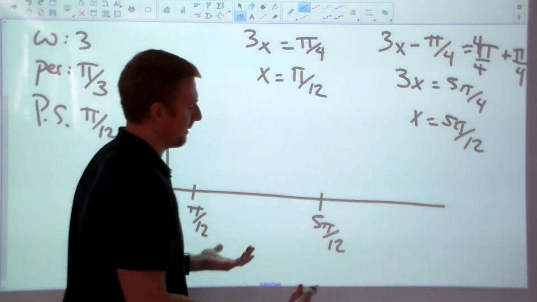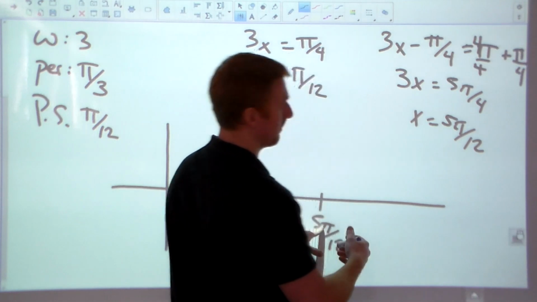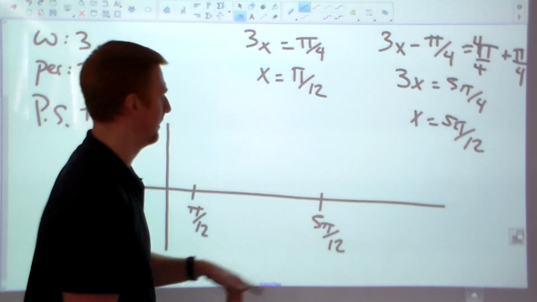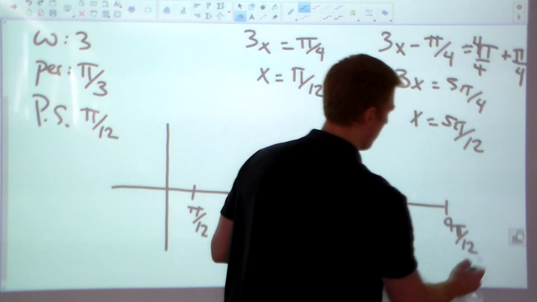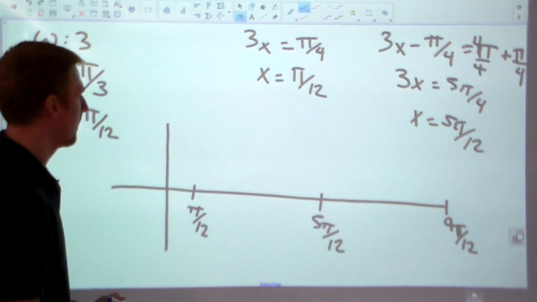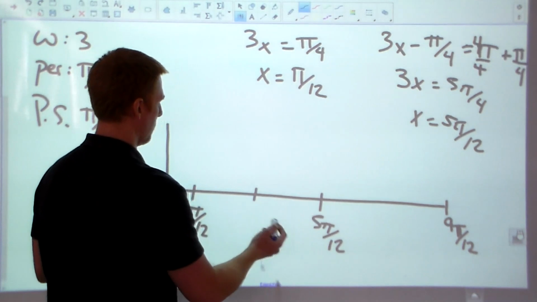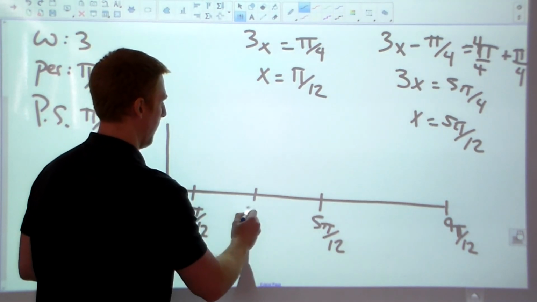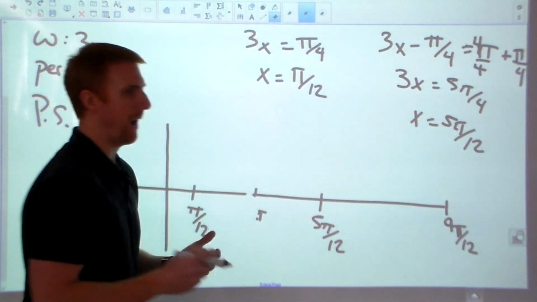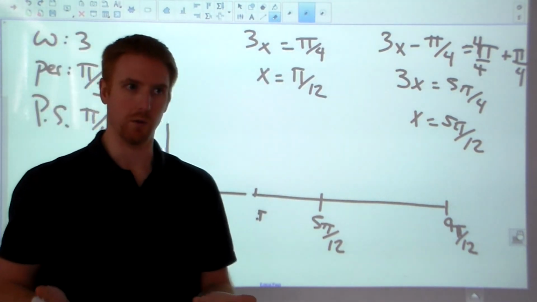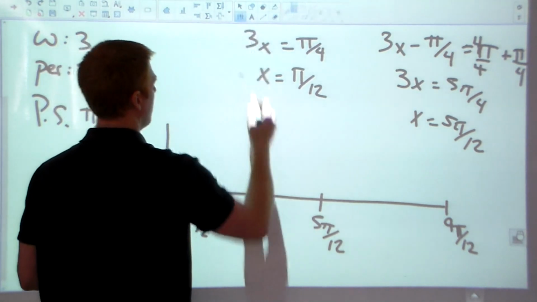Since we're in 12ths, I would just add 4 pi/12 to this. So 9 pi/12, that's where the next cycle will end. Halfway in between here, we're in 12ths, so 3 pi/12. That's probably not the best way to leave that though. 3 over 12 is 1/4, so pi/4.